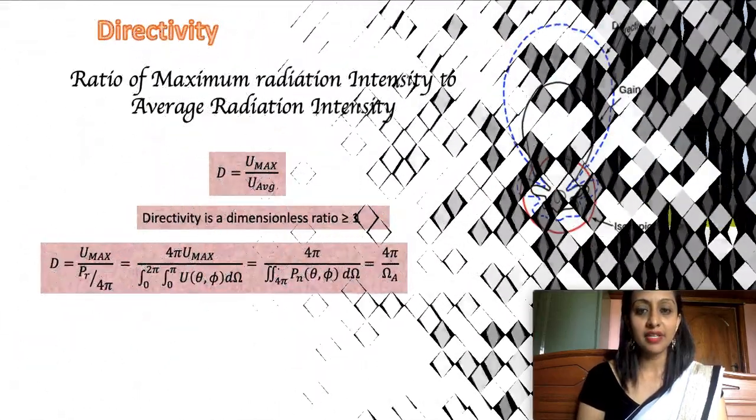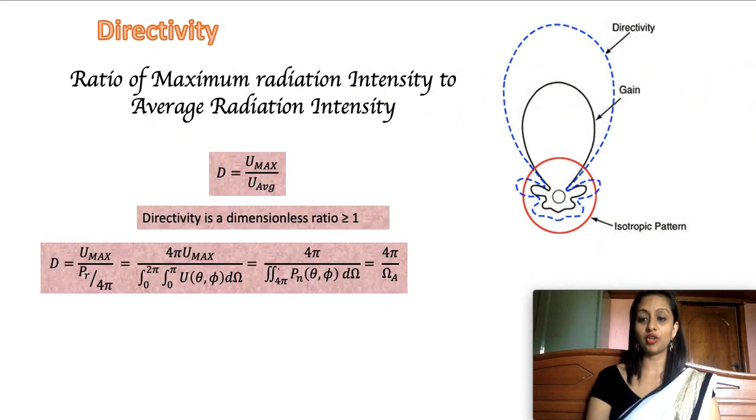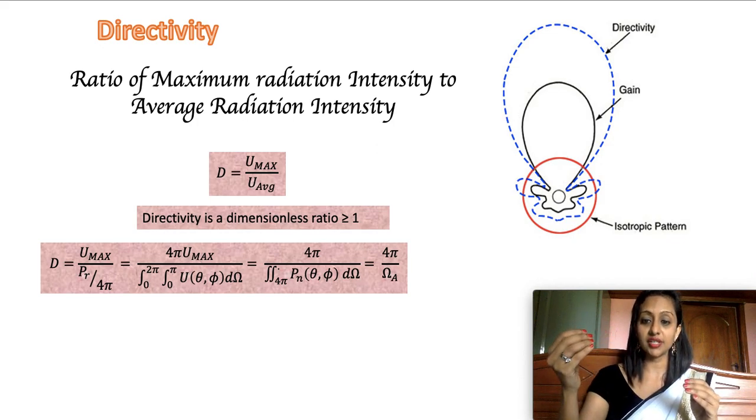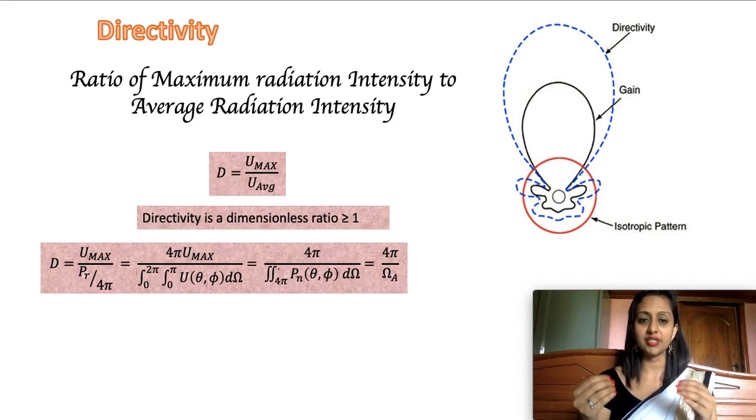After power density, there's a very important topic which comes, if it is a directional antenna, which is directivity. We just discussed what a radiation intensity is. Power per unit solid angle is my radiation intensity. If I calculate the ratio of maximum radiation intensity to the average radiation intensity, I get the directivity. What do you mean by maximum radiation intensity and average radiation intensity?